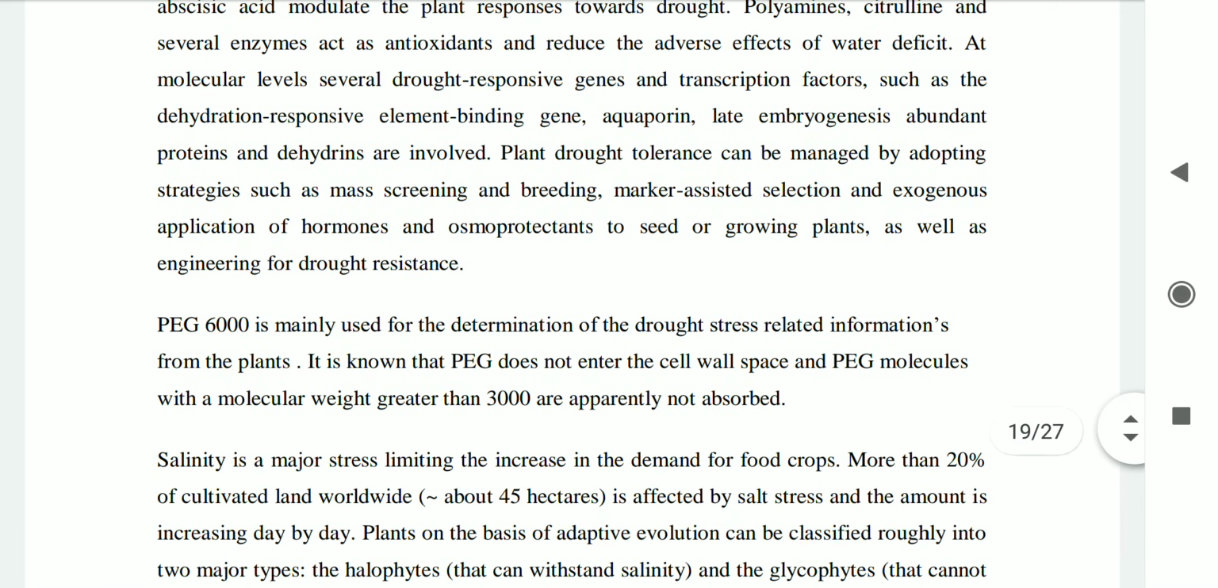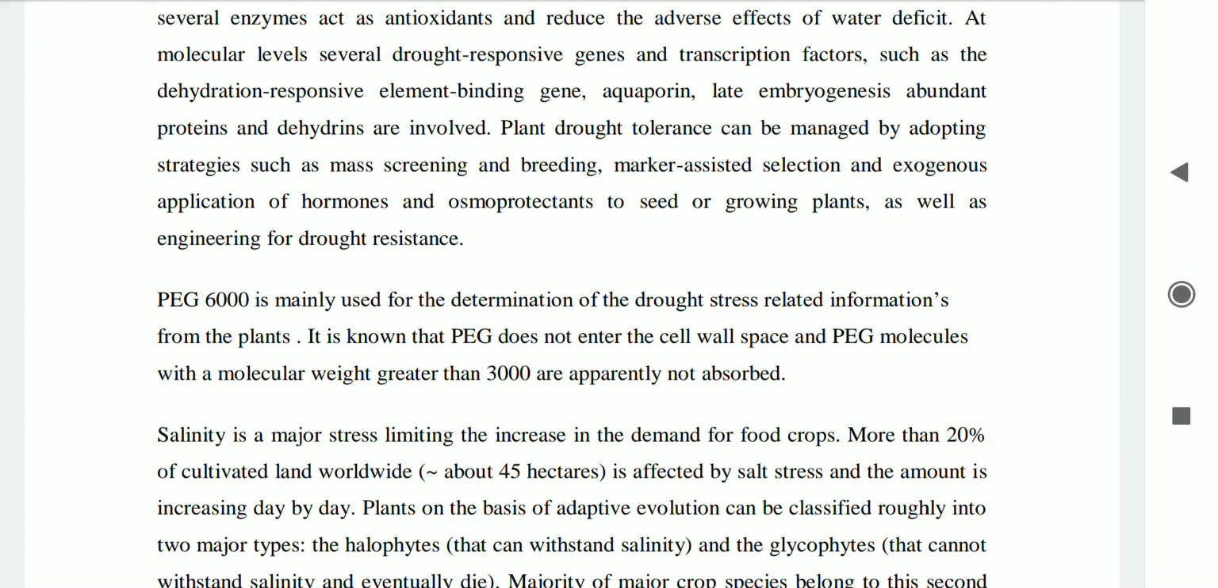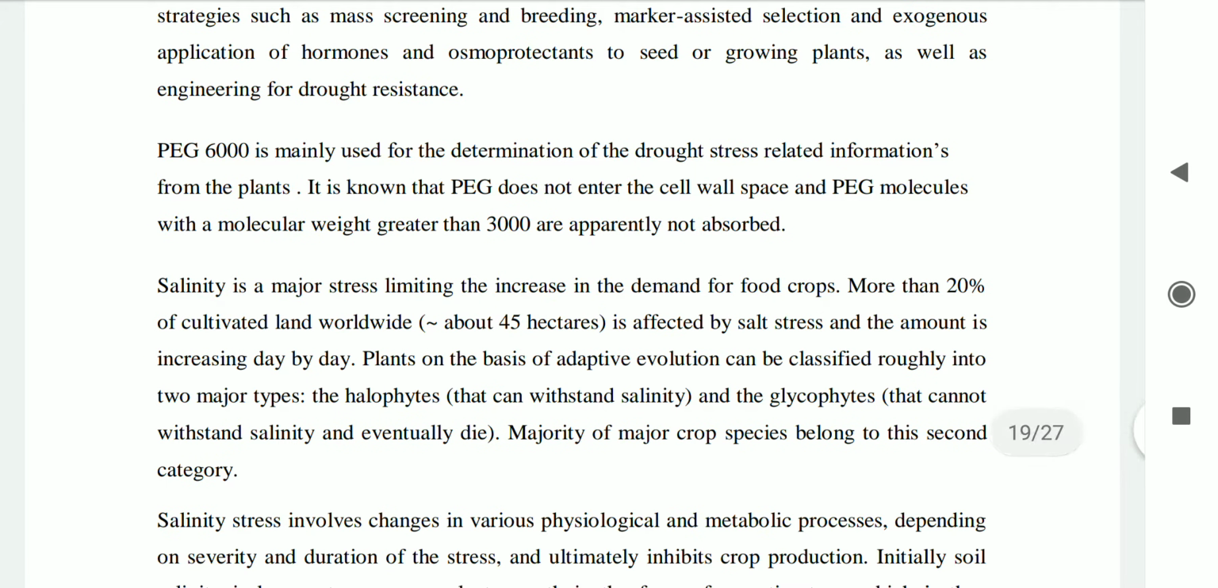So to screen for drought stress, we are going to use this particular molecule, that is PEG 6000. It is a polymeric molecule. The molecular weight of this molecule is 6000, and anything above the weight of 3000 is generally not absorbed by any cells. Hence we are going to use this PEG 6000 to simulate drought conditions.